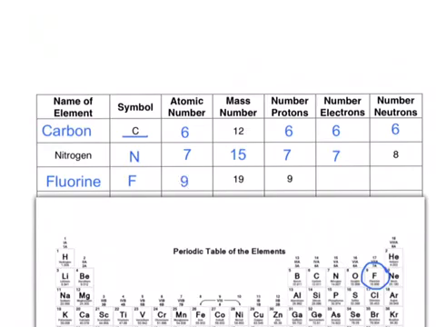We already are told that the mass number is 19, and we know the number of protons is 9. There's nothing to suggest this isn't neutral, so the protons and electrons should be the same, so that should also be 9. And the mass number is going to be equal to protons plus neutrons, so the neutrons is going to have to be the mass number minus the number of protons, so that's going to be 19 minus 9, which would be 10.